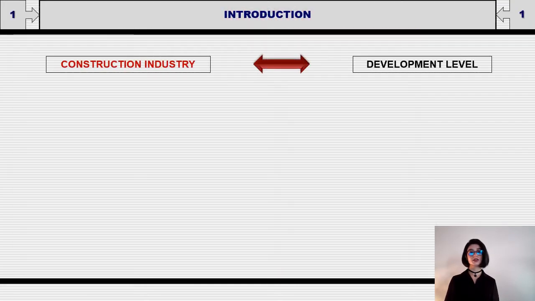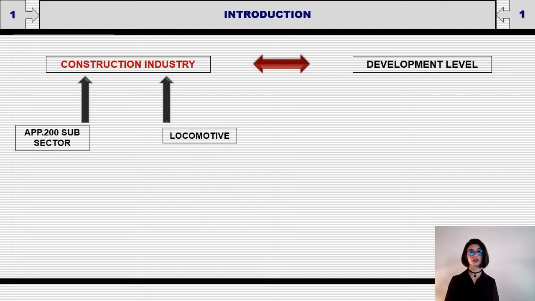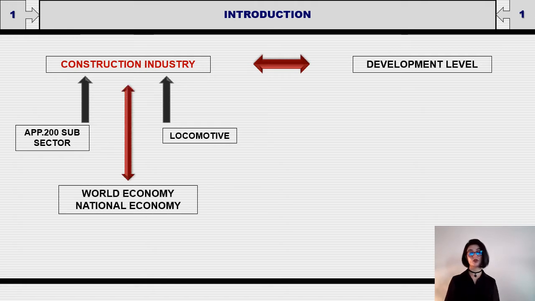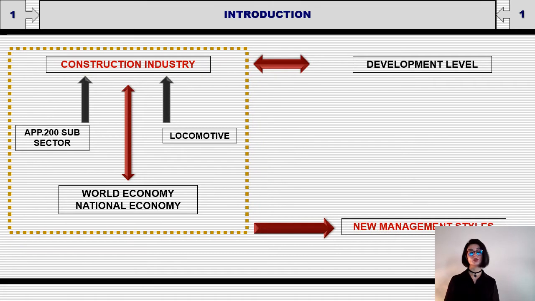Construction industry has a close relationship with the development level of any country. And this industry serves many subsectors, and it's also named a locomotive sector. It's also related with the world economy and national economy. So it needs to find new management styles. Lean approach is one of them.